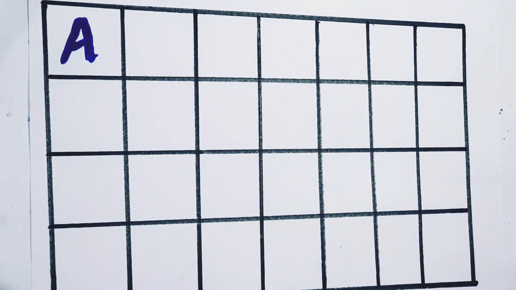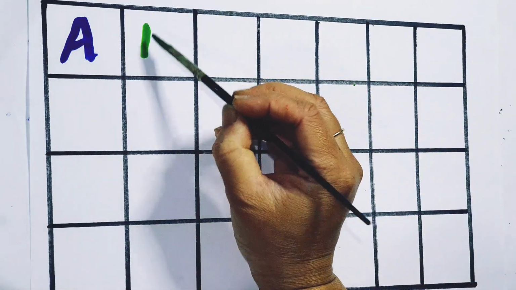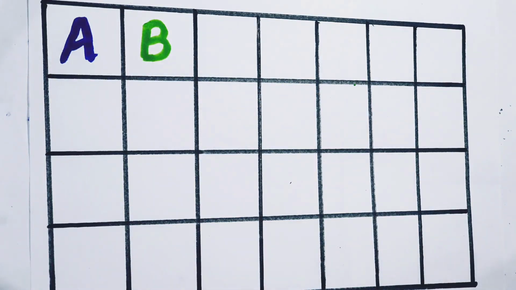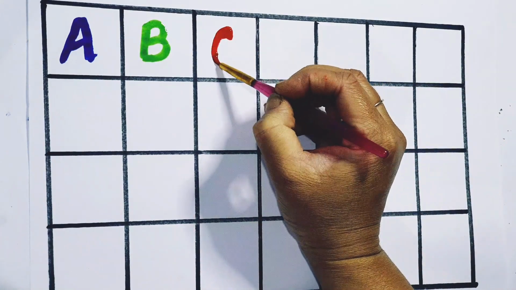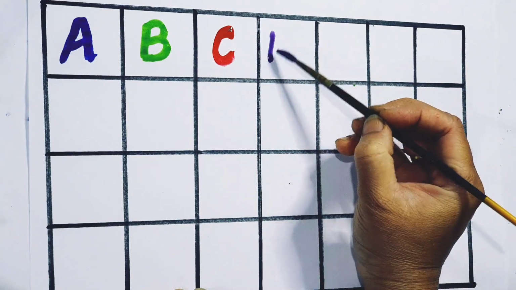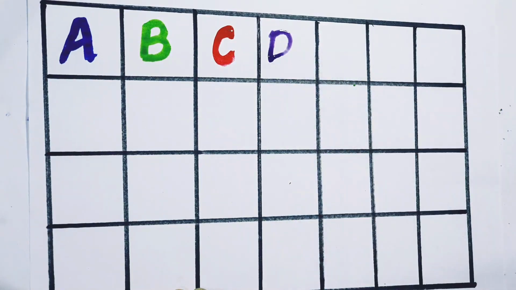A for aeroplane. B for butterfly. C for carrot. D for donkey.